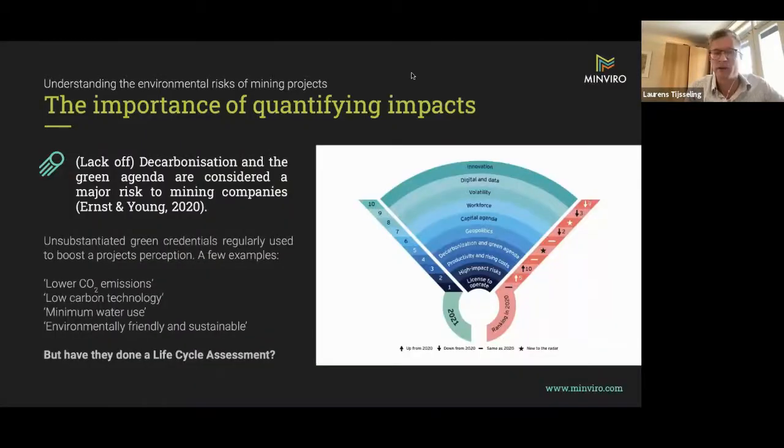I'm sure everyone here has heard about this whole green agenda, decarbonization trends. And even though it also is an opportunity for mining companies in terms of the raw materials required, it's also a major risk, especially the lack of decarbonization. For example, legislation associated with the green agenda. And what we're seeing quite a lot recently is that a lot of junior mining projects are integrating unsubstantiated green credentials to boost the way their projects are perceived.